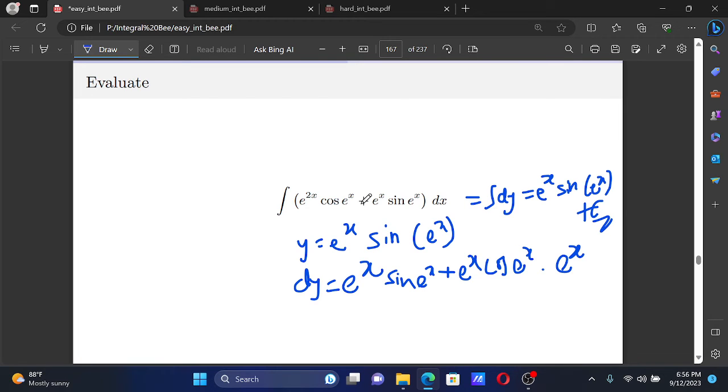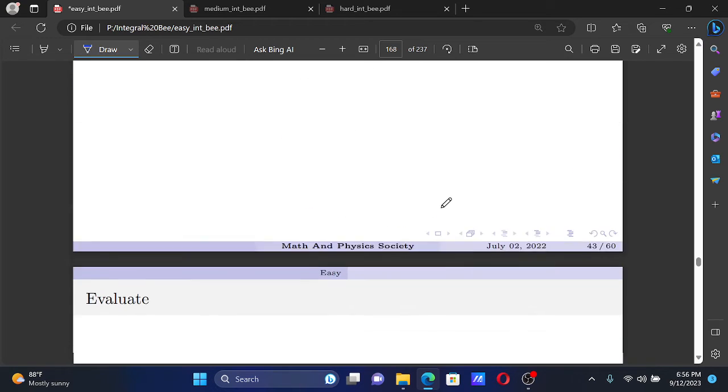Or you can also use integration by parts in this expression, and you will see that after getting this one, the other will cancel out, and that's the answer. Or you can just notice the pattern over here.